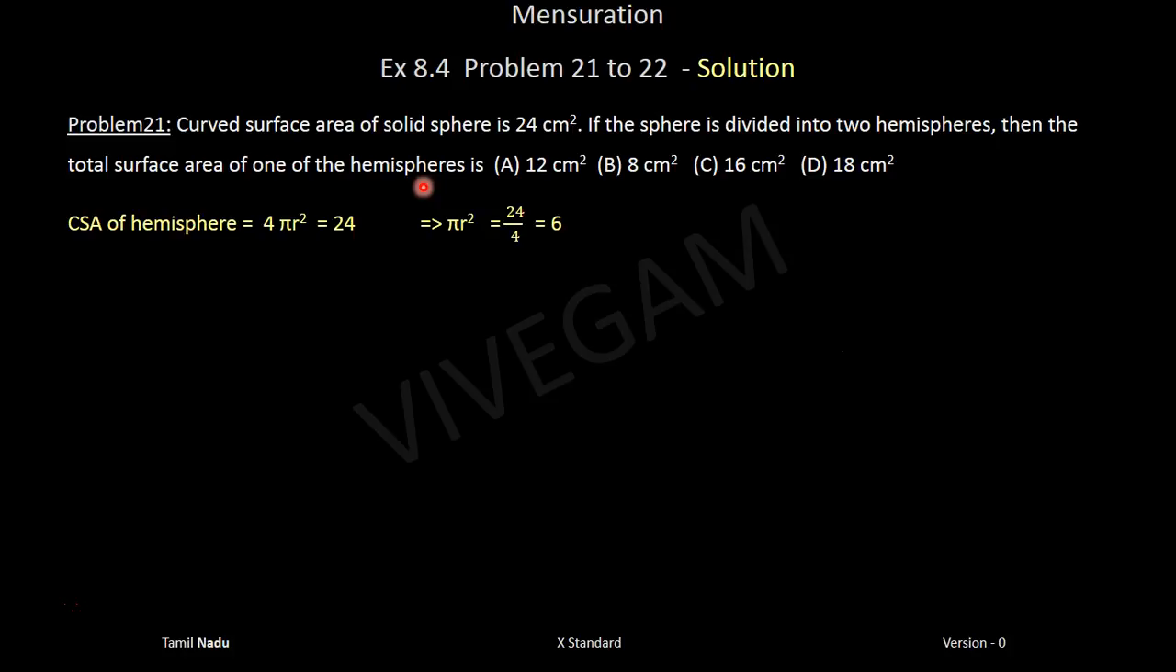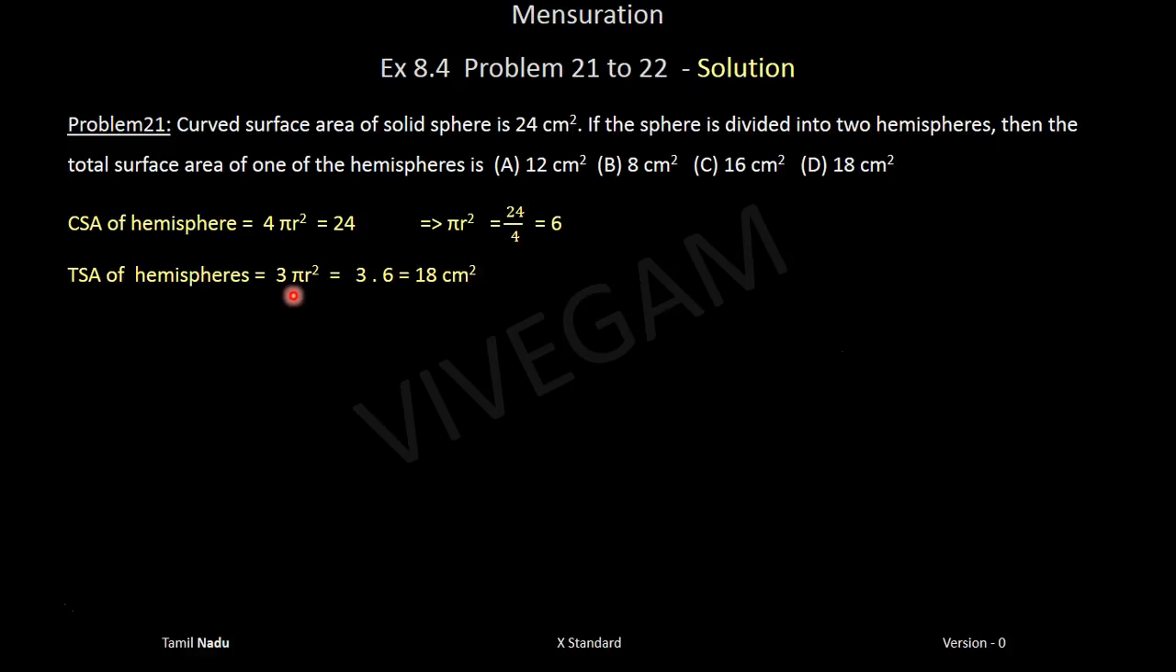Okay, so curved surface area is 4 pi r square, and that is equal to 24, which is given in the problem, right? So from which we can find the value of pi r squared. So pi r square will be 24 by 4, that is 6. I'm not finding the radius because we will be using pi r square in the hemisphere. Okay, so TSA is 3 pi r square.